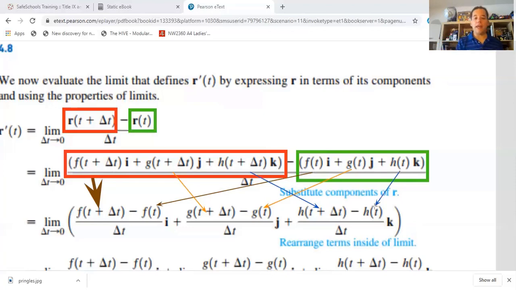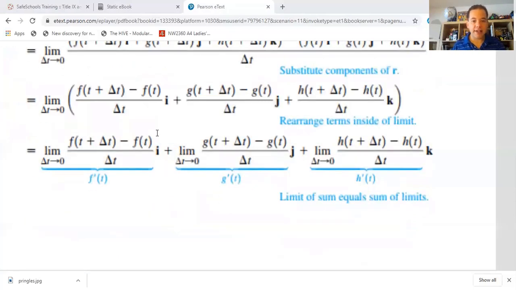All right? Now look at those that we have right there. What are they? It looks like the function f at t plus delta t minus f, divided by delta t. Then g at t plus delta t minus g, divided by delta t, and h at t plus delta t minus h, divided by delta t. So what is that? Well, this is exactly the definition of f prime, g prime, and h prime. Those are the derivatives of the components. This is the derivative of the x component, that's the derivative of the y component, and the last one is the derivative of the z component.